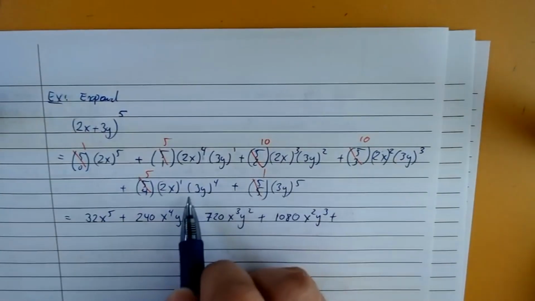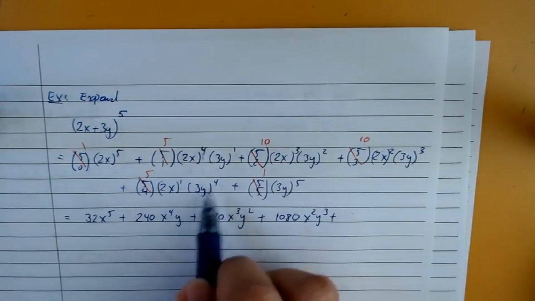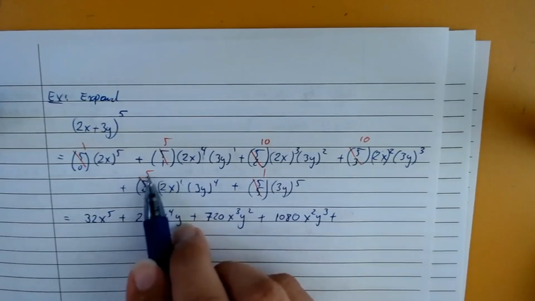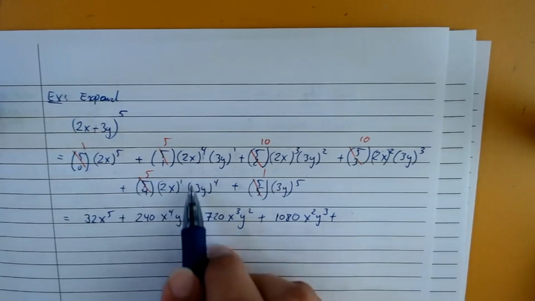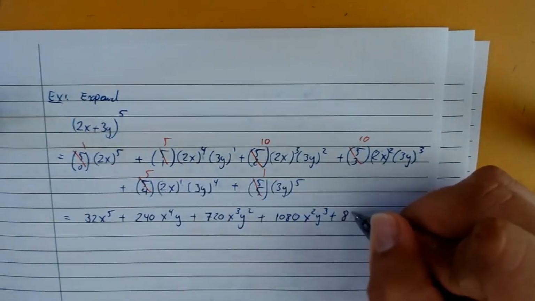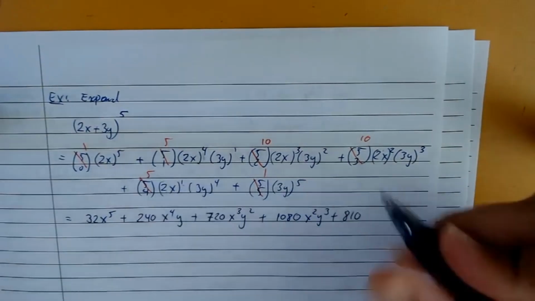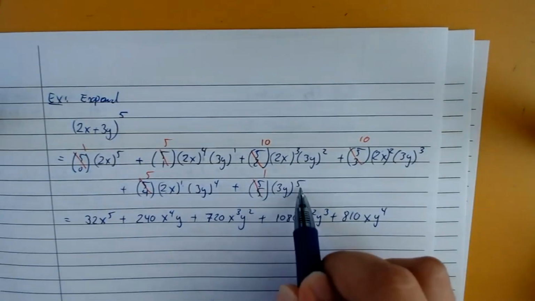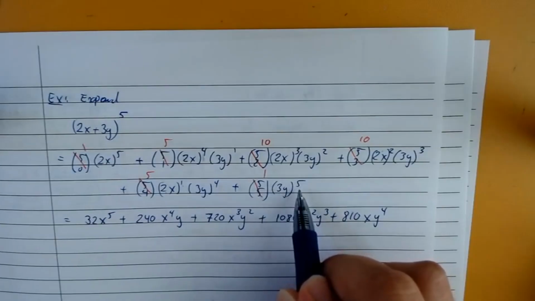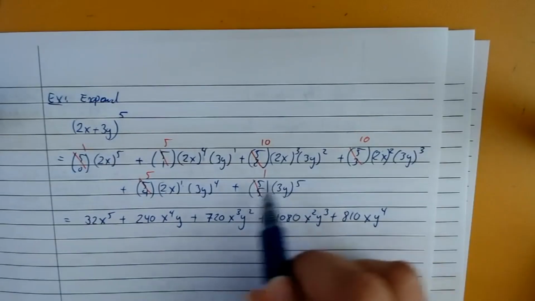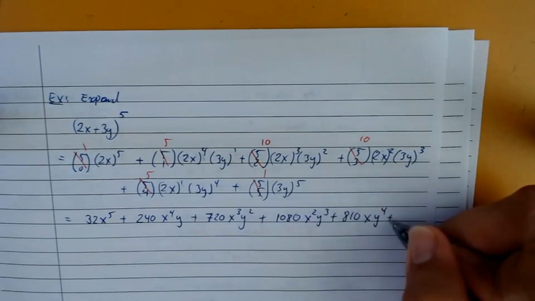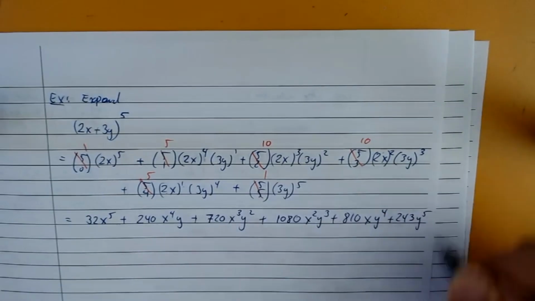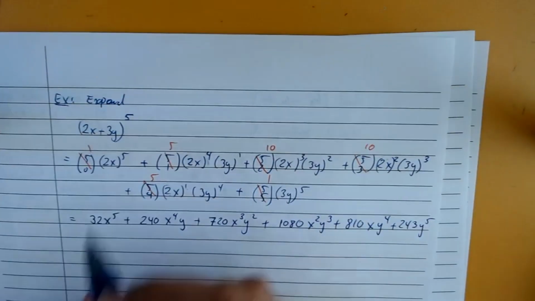Plus, let's see here, 3 to the 4th, that's 81. 2 to the 1st, that's 2. So 2 times 5 is 10. And 10 times 81, that's 810. X to the power 1, y to the power 4. And finally here, 3 to the 5th power, that's 243. 243 times 1 is still 243. And then you have y to the 5th power. And there we go. That's 2x plus 3 raised to the power 5.